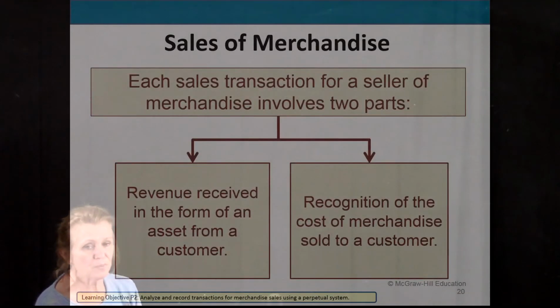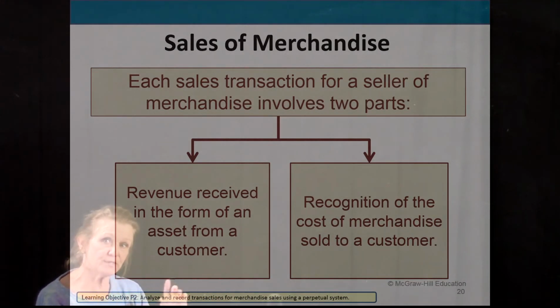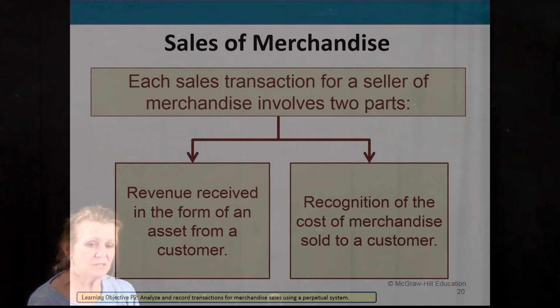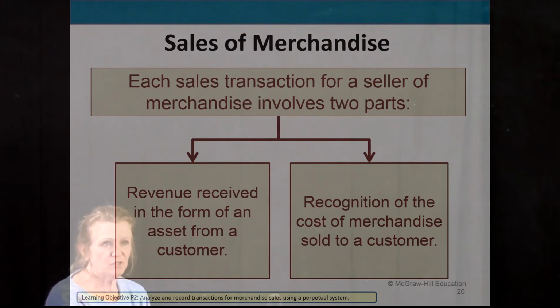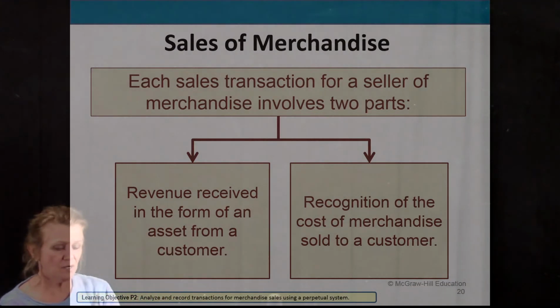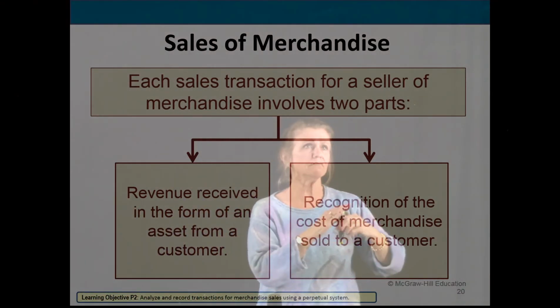Now, different from purchasing, when we sell merchandise, we have two parts to the journal entries. The revenue received in the form of an asset from a customer and the recognition of the cost of merchandise sold to a customer. So here is how that's going to look on your ledger or T account.